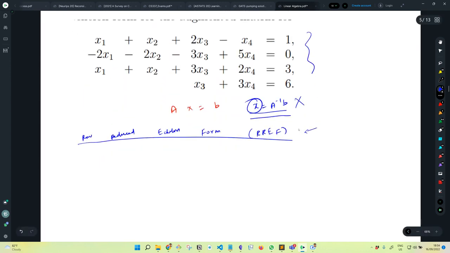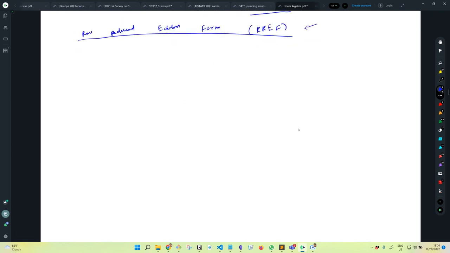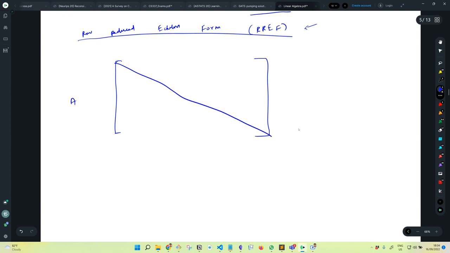So first, let me begin with introducing what is RREF to you. So RREF is a matrix of the form. It is an upper triangular matrix. Now, what do we mean by upper triangular matrix? Given a matrix A, if you consider the leading diagonal, all the leading diagonal entries should be 1. And the entries below the leading diagonal should be all zeros. And entries above the leading diagonal can be anything that is arbitrary.